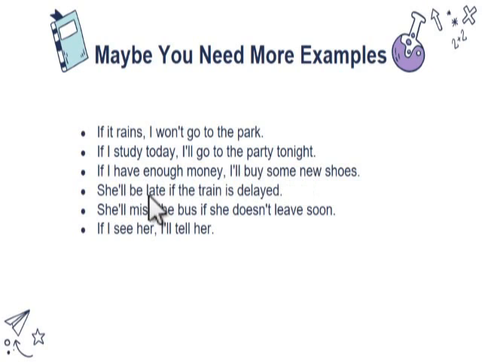Okay, she will be late if the train is delayed. She will be late is the main clause and this one is the if clause. So you can change the position. The if clause is not only in the first position, it is okay to put it in the second position. You can start with the main clause and follow with the if clause, or start with the if clause and follow with the main clause, that's not a problem. Okay, and then she will miss the bus if she doesn't leave soon. Okay, if I see her I'll tell her.